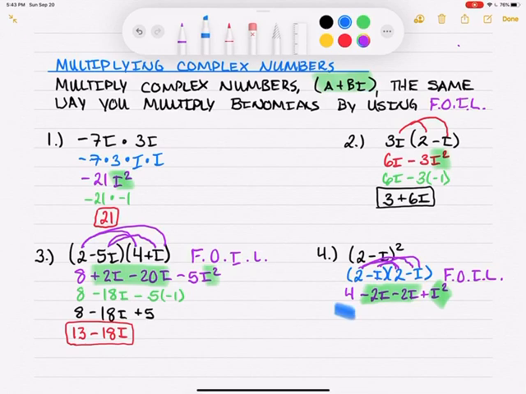This will become 4 minus 4i minus 1. Remember, i squared is negative 1. And then 4 minus 1 is 3, so this is 3 minus 4i.